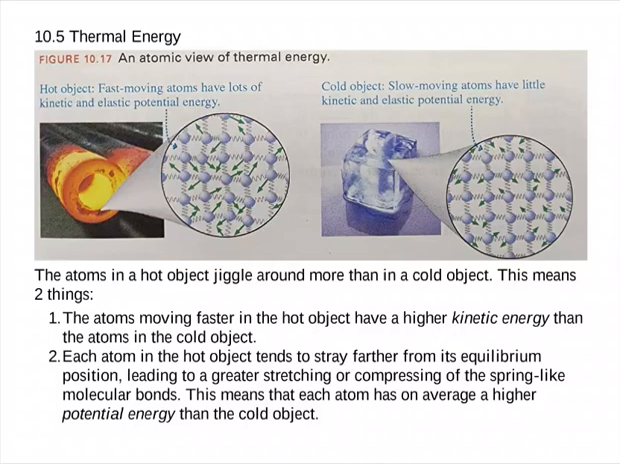All right, thermal energy, section 5. Atomic view of thermal energy. This is kind of a short section. So, hot object, the atoms and molecules in the object are bouncing around off each other quickly.